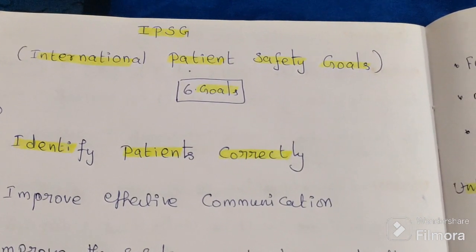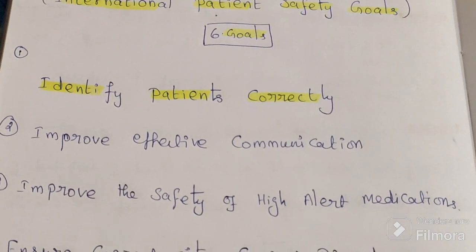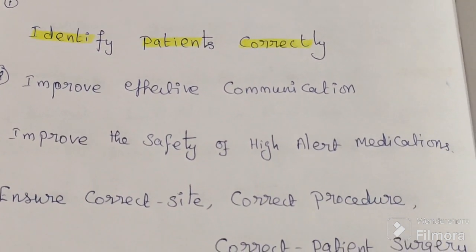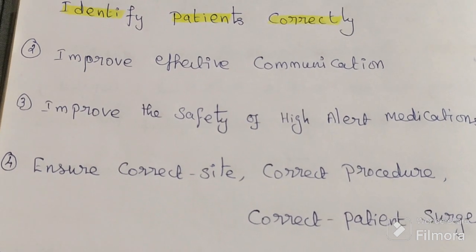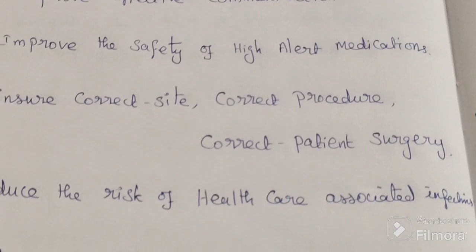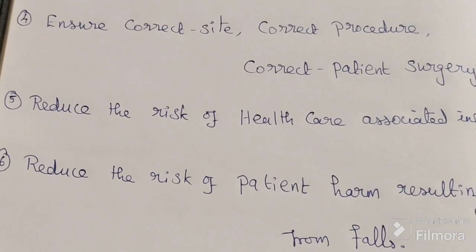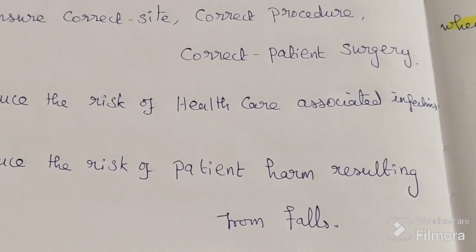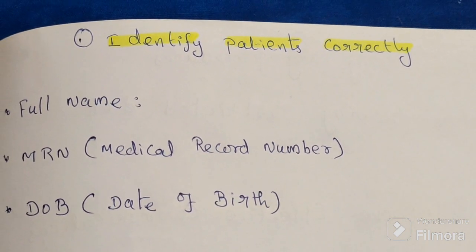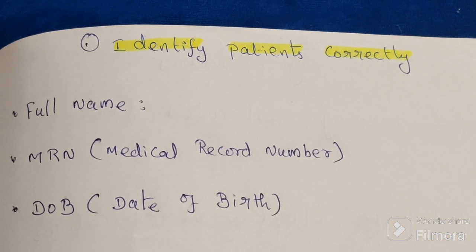So IPSG, International Patient Safety Goals, has 6 goals. Identify patient correctly, improve effective communication, improve the safety of high alert medication, ensure correct site, correct procedure, correct patient surgery, then reduce the risk of healthcare associated infection and reduce the risk of patient harm resulting from falls. So, according to the IPSG goals, first one is identify patient correctly.